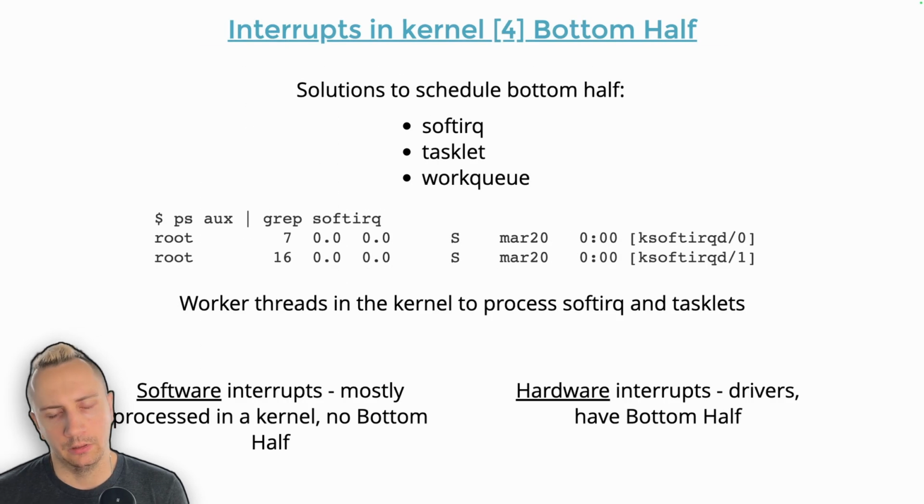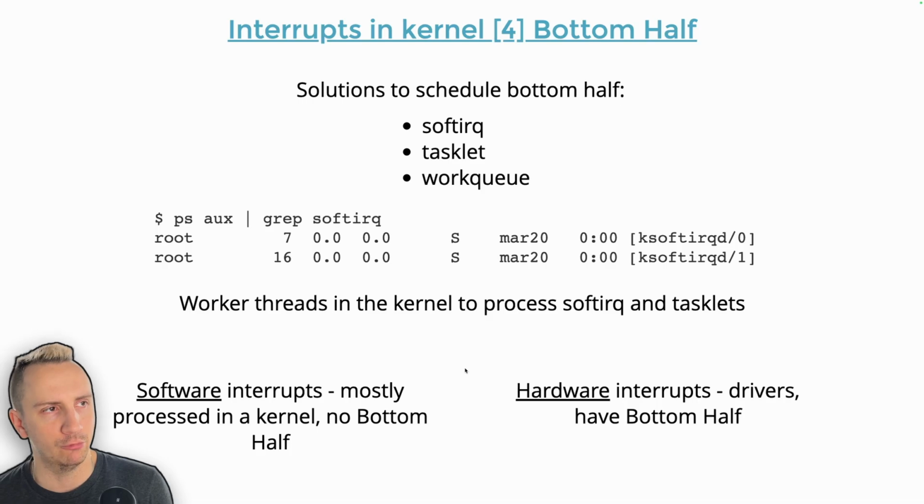So the top half can postpone not urgent work via the bottom half. And there are several solutions in the kernel for how to do that exactly. So these are the thread pools that I mentioned before for the bottom half. The kernel has 3 ways to handle them: soft IRQ, tasklet, and work queue.